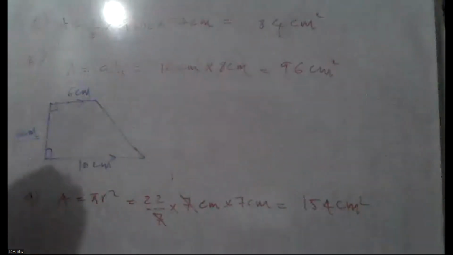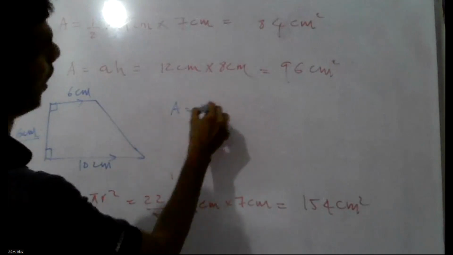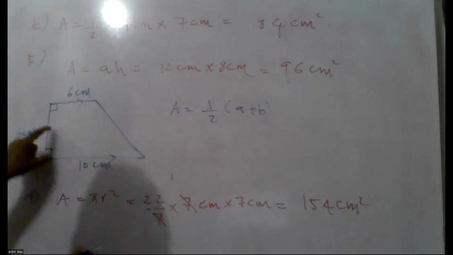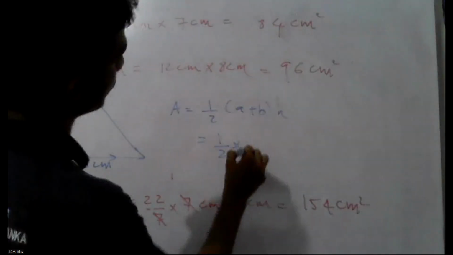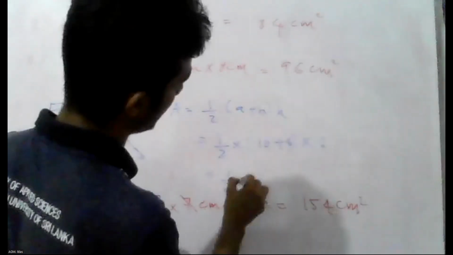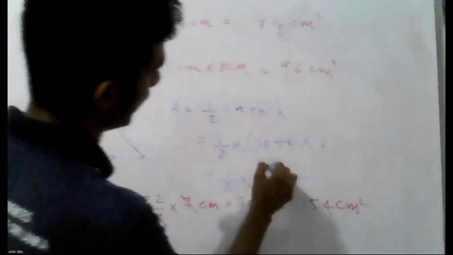So I can take it as altitude, and the equation is A is equal to half into A plus B into H. Let me take it as A and this B. So substituting values, half into A plus B means 10 plus 6 into H is 6. So here half into 16 into 6. So here 8 into 6, 48 centimeters square.